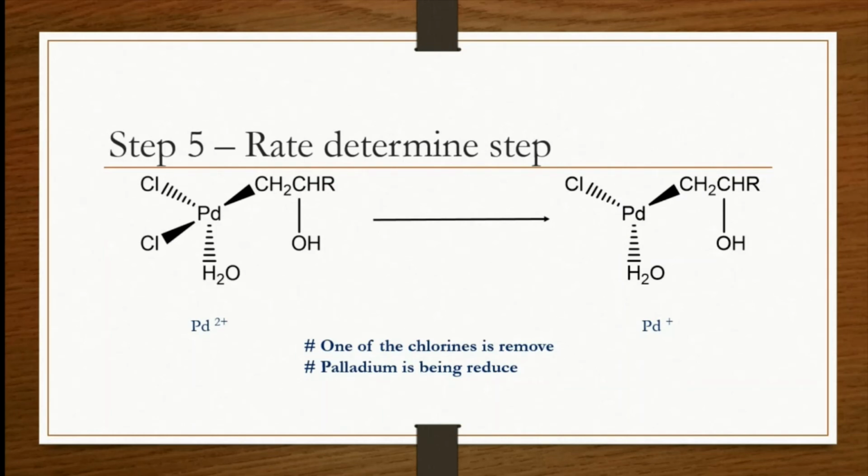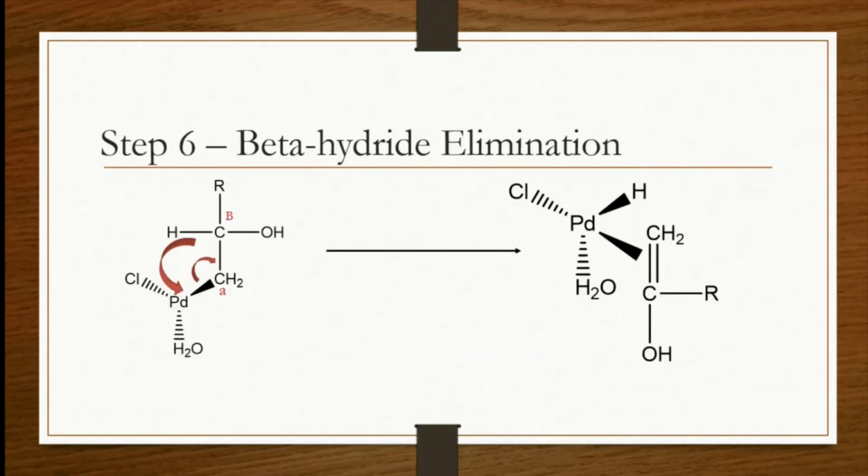Step 6 involves the beta hydride elimination. The beta is the position relative to where the metal is. The metal here is palladium. The carbon adjacent to the metal is alpha, while beta is the carbon adjacent to alpha. On the beta carbon, we are going to see one hydrogen, which is the beta hydride. Hydrogen is called the hydride when it has a negative charge because it will take both of the electrons. The hydride will be eliminated and a double bond will form.